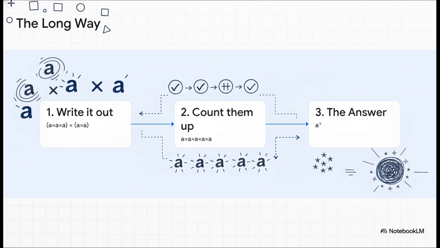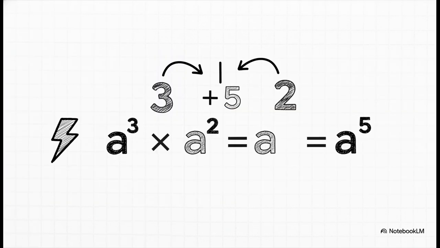So if we multiply those together, how many a's do we have in total? Let's just count them up. 1, 2, 3, 4, 5. So our answer is a to the power of 5. And that brings us to our very first shortcut. Did you notice anything about the original exponents, the 3 and the 2, and our final exponent, 5? That's right, 3 plus 2 equals 5.